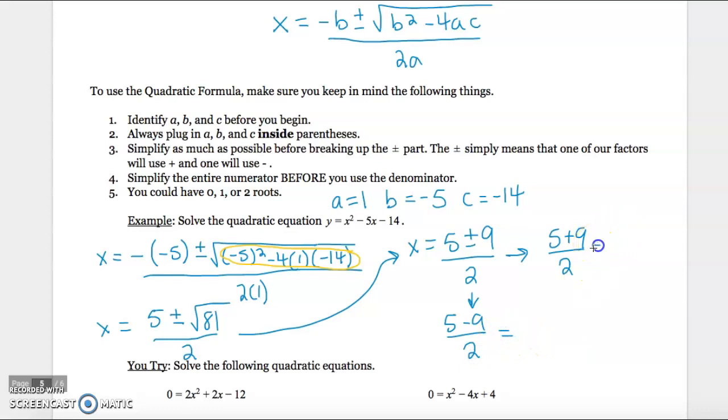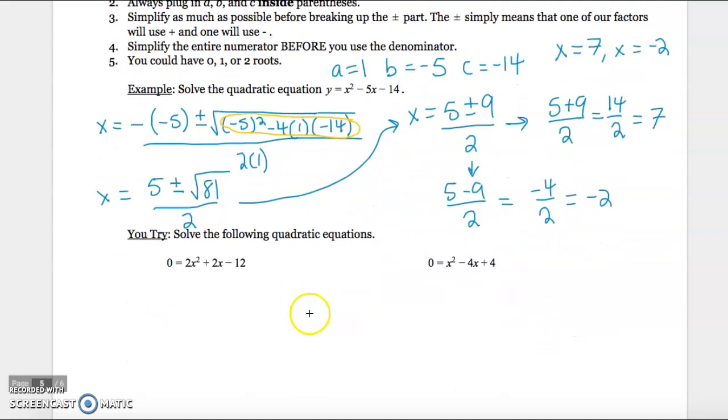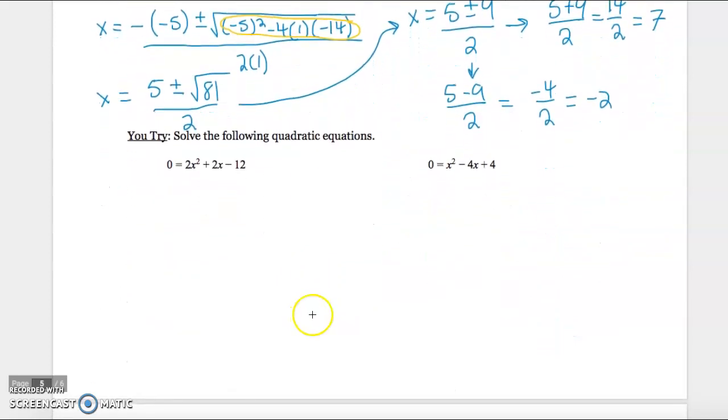Okay, so 5 plus 9 is 14 over 2, which is 7. And then 5 minus 9 is negative 4 over 2, which is negative 2. So my 2 x-intercepts, or my roots, or my solutions to this quadratic equation are x equals 7 and x equals negative 2. Okay, and that's how you use your quadratic formula. So if you would like to try these next two, feel free.